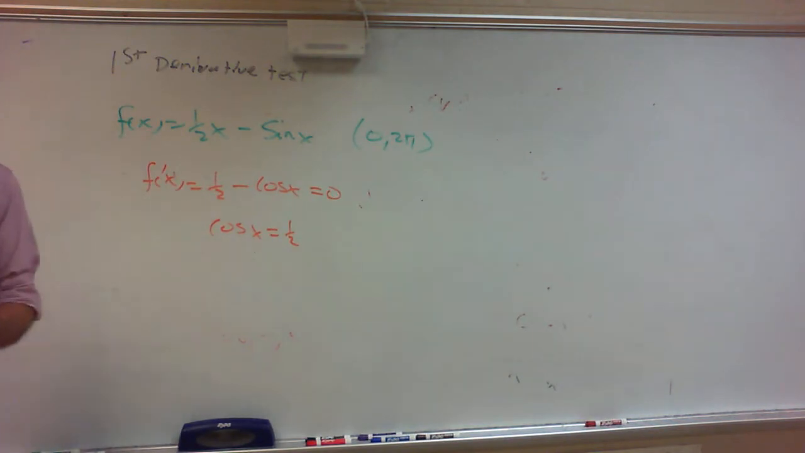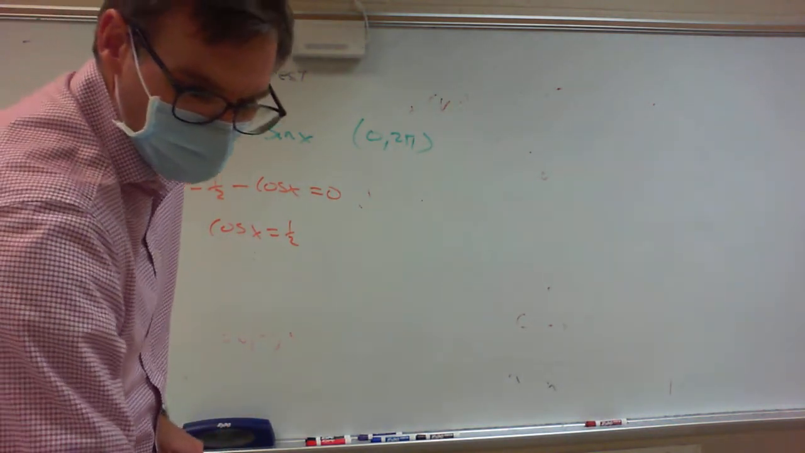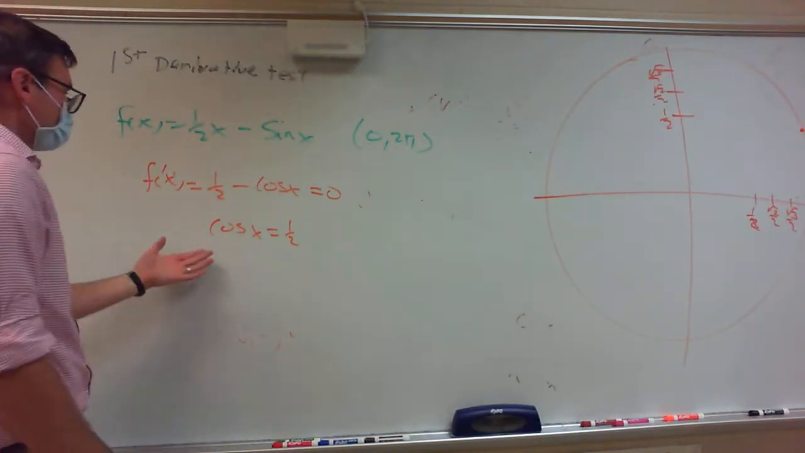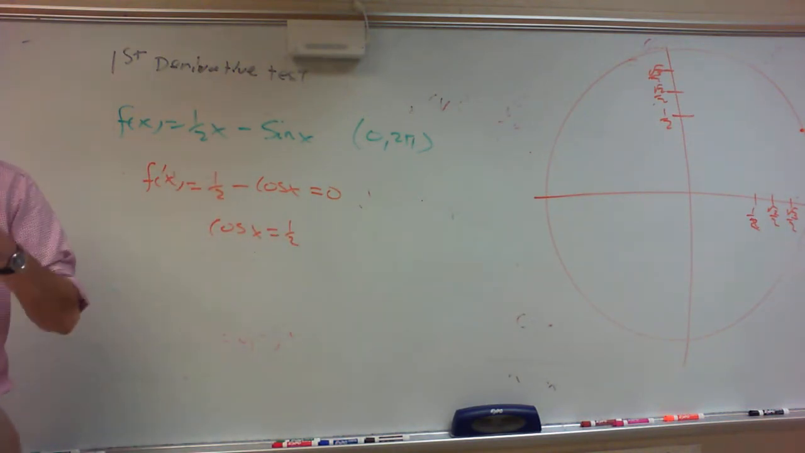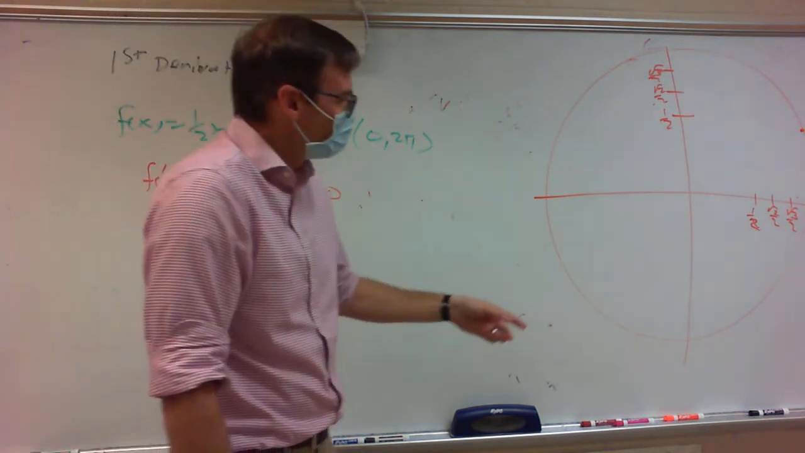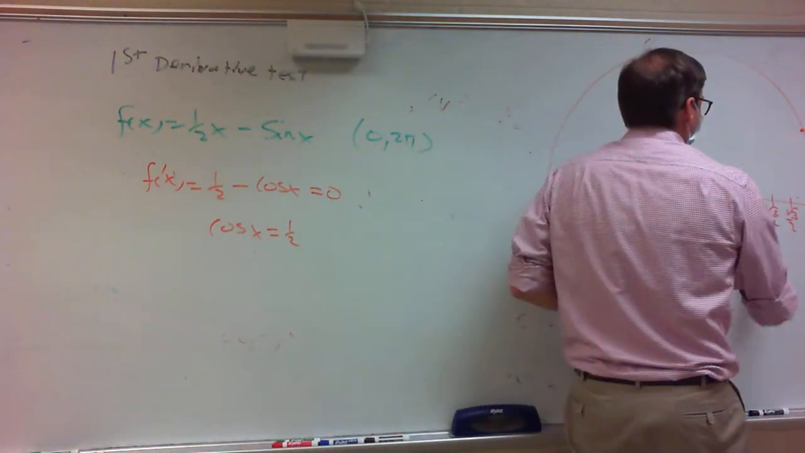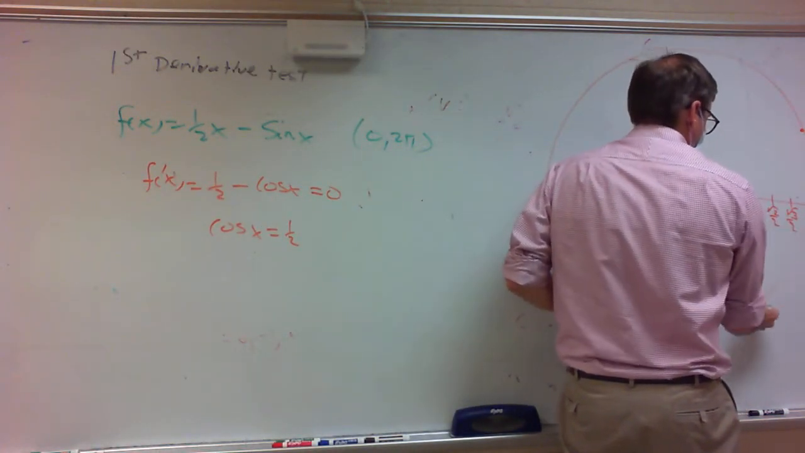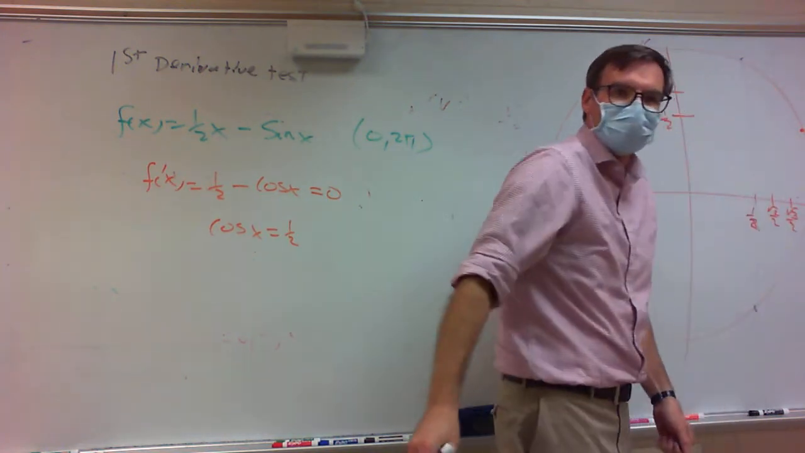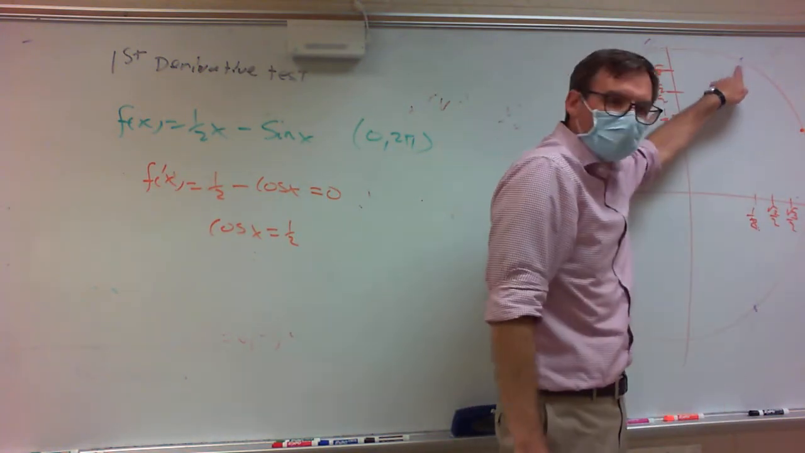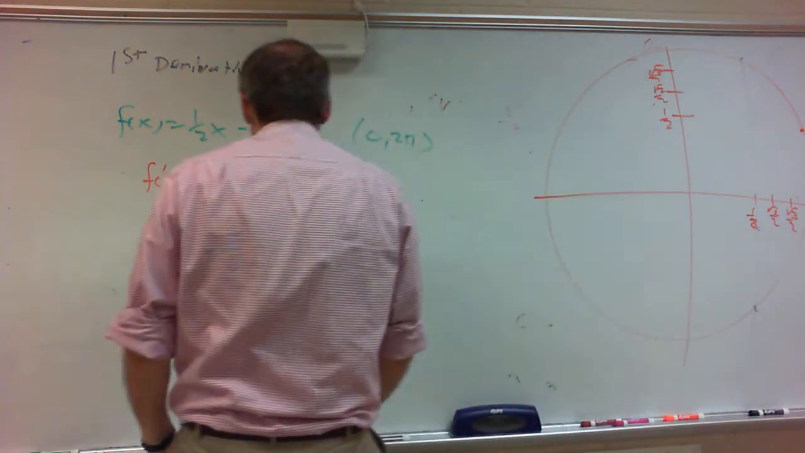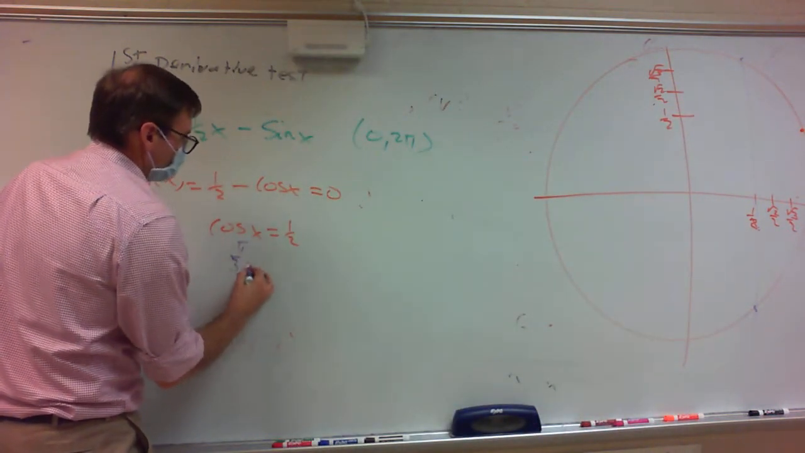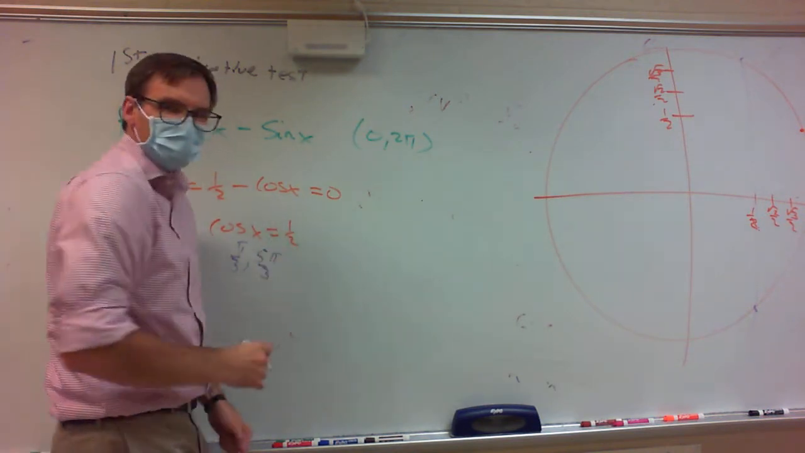And this is kind of where I stopped. Here, I'll make cosine x equals 1/2. Where does cosine equal 1/2? Where is your x value 1/2? Well, our x value is 1/2 here and here, right? And so what angle is this? Pi over 3. And what angle is this one? 5 pi over 3. Did that make any sense?